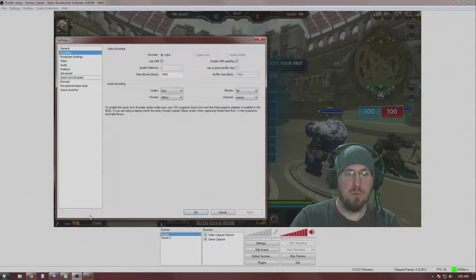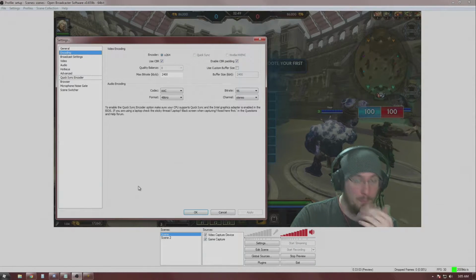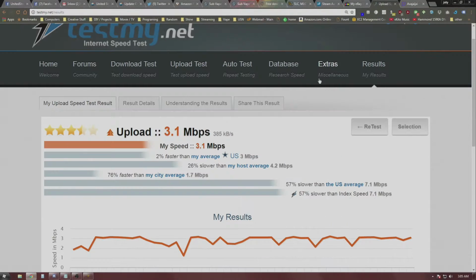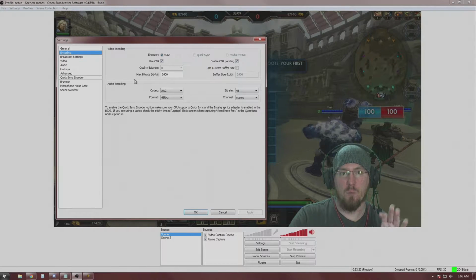All right, so first thing that we want to do whenever I go into someone's system to fix their stream is I always go into the test my net. So from here, I do the upload test. Now you can see I've got a 3.1 megabyte per second upload, and it's the best I can get where I'm at. So from this, I know already that within OBS, my maximum throughput is going to be 3,100 kilobytes per second.